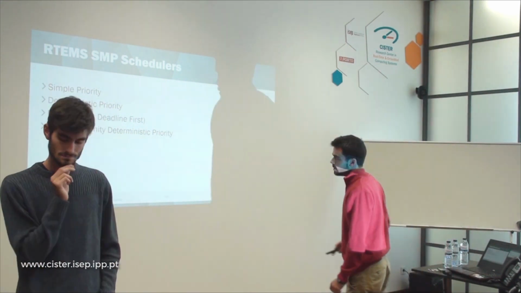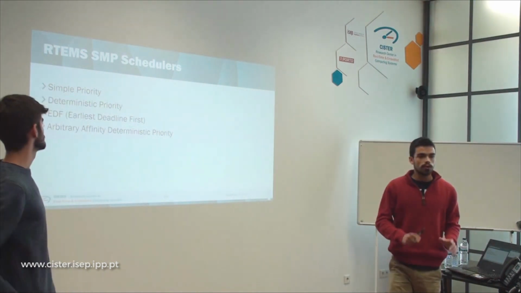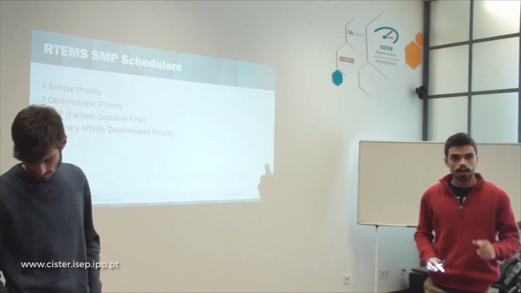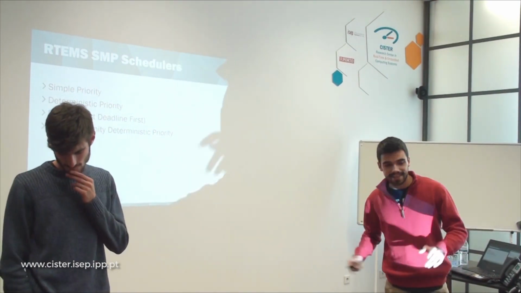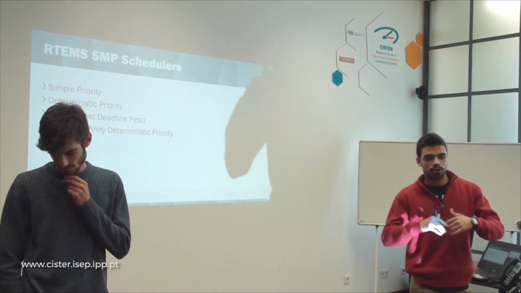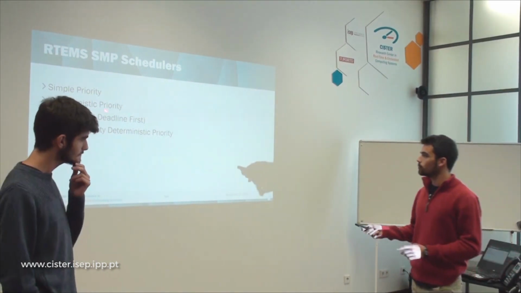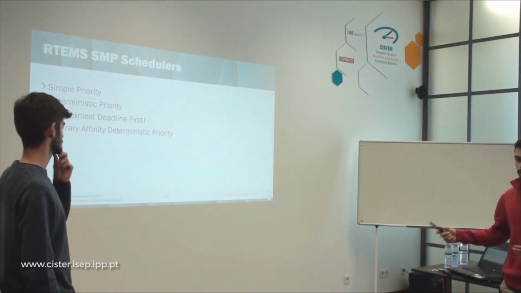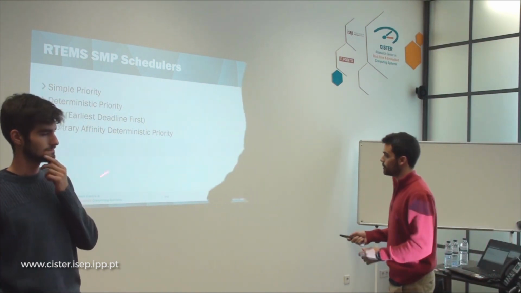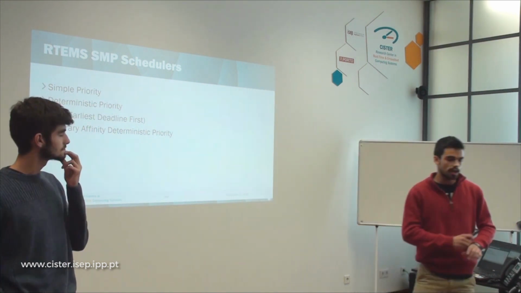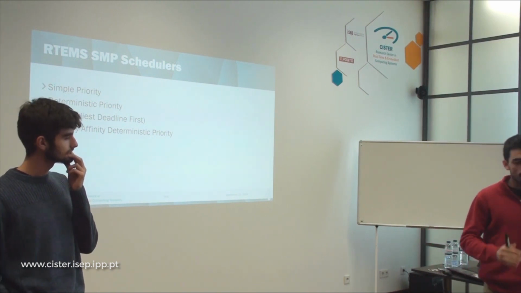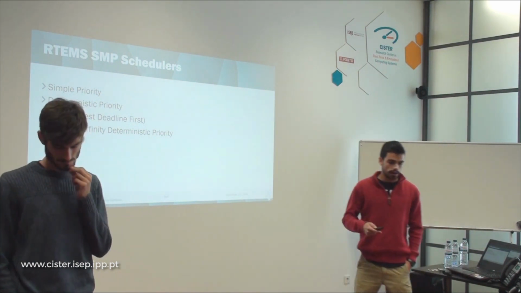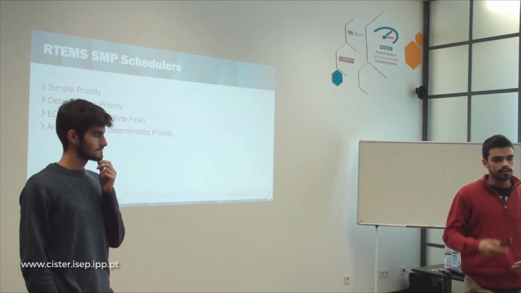Then we have the deterministic priority, extremely similar to the simple, but it differs in the way it organizes its ready tasks. The deterministic has one sorted chain for each priority level. That means that we can have at the maximum 255 sorted chains as the maximum priority is 255. Then the arbitrary is also extremely similar to the deterministic. We have 255 as the maximum priority, one sorted chain for each priority, but this scheduler allows core affinity with the task.